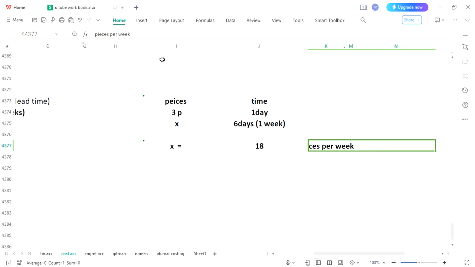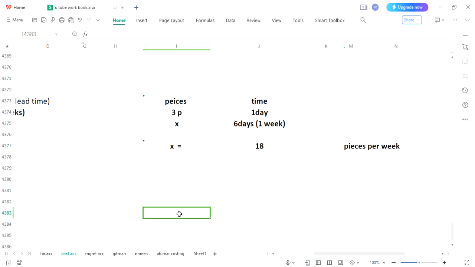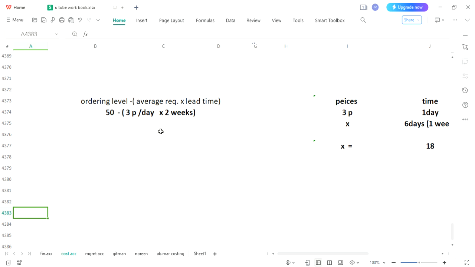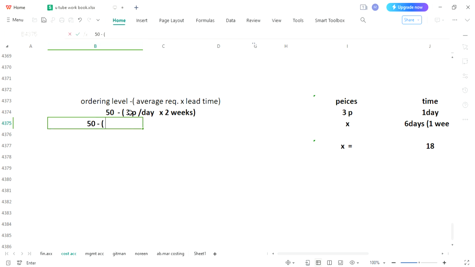Why have we calculated this? Because we are using the second option with which everything would be turned into weekly. Okay, come over here. We were having 3 pieces per day. How many units would be for a week? This has been calculated over here. 50 is already present, minus open bracket, and now you can write 18 pieces per week. And the good thing is time is already in weeks, so you can write 2 weeks over here. So this way you have taken your next step.